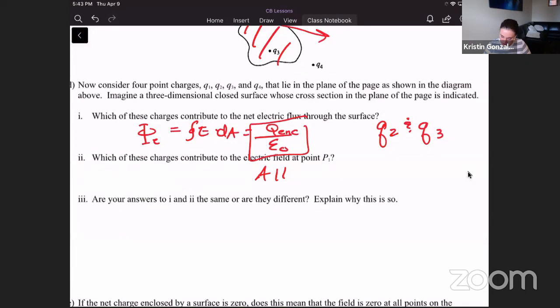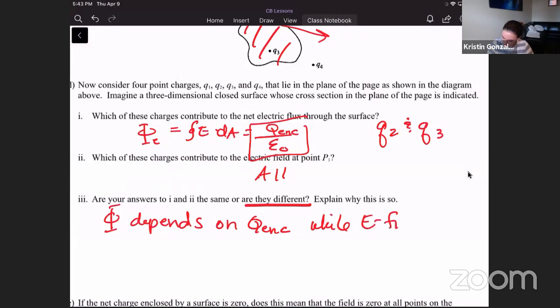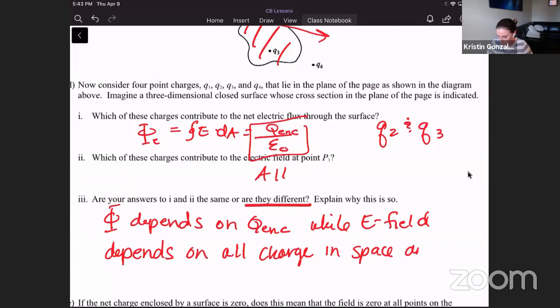Okay, so why are they different? Well, they're different because really we're not talking about the same quantities, are we? Flux is different than the electric field. Flux depends on charge enclosed, while the electric field depends on all the charges in that space around it. All right, so that defines what those two things are and why they are different quantities.